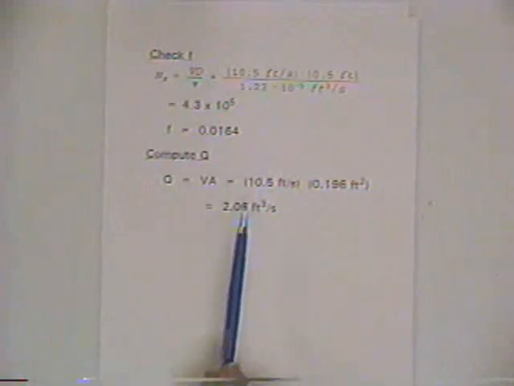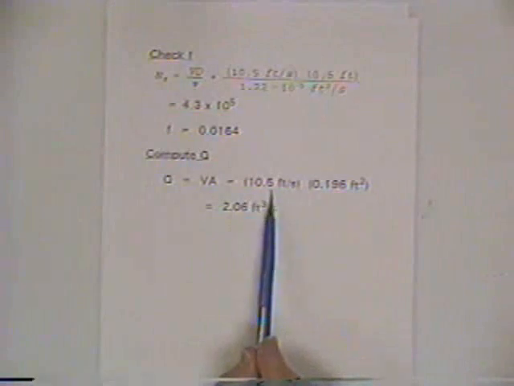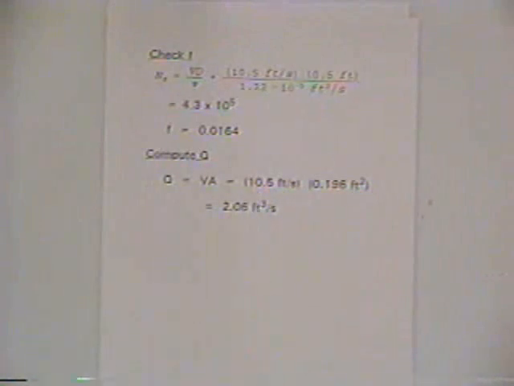We were asked for the volumetric flow rate, the discharge rate, so we multiply the velocity times the area. We'll get a discharge rate of 2.06 cubic feet per second, flowing from one container to the other.